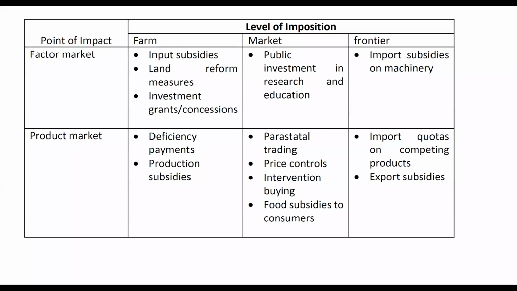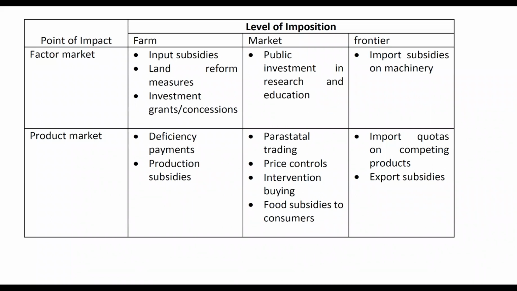The other point of impact is the product market now. From the factor market, let's go to the product market. At farm level, there are deficiency payments and production subsidies. At market level, we have parastatal trading, price controls, intervention by buying, and food subsidies to consumers.